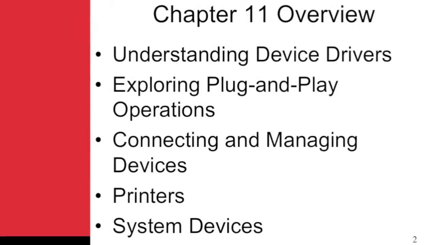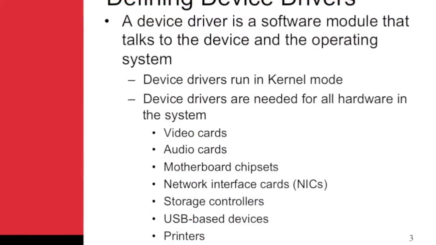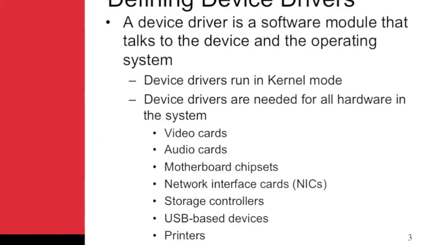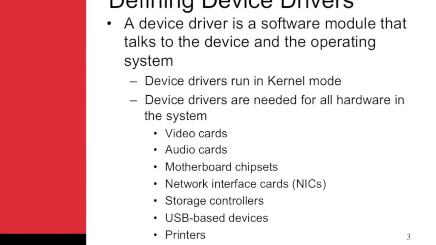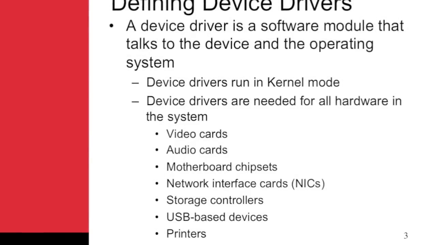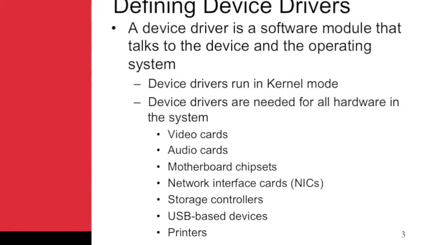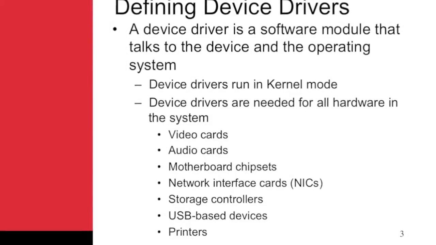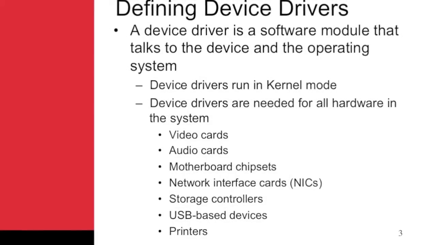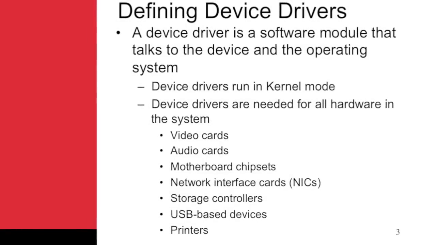printers, and system devices. A device driver is a software module that talks to the device and the operating system. They run in kernel mode. All your hardware in your system needs a driver that includes your video, audio, motherboard chipset, network interface cards, storage controllers, USB-based devices, and printers. It's always best to install your motherboard chipset first.